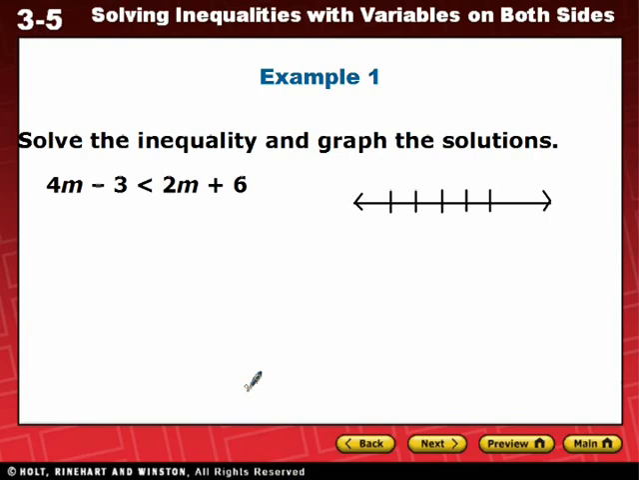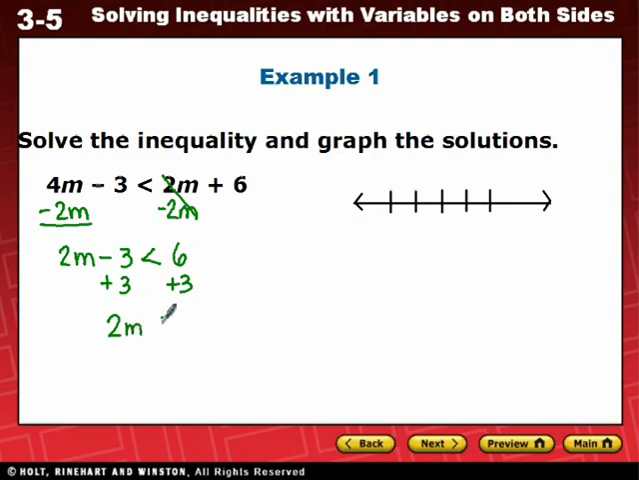Now that you're back, let's go through it. I always like to keep the variables positive whenever possible, so I'm going to take away 2m's from both sides, and that leaves me with 2m minus 3 on the left and positive 6 on the right. I'm going to add 3 to both sides, and I get 2m's are less than 9, so m is less than 9 halves. You can leave it like that.